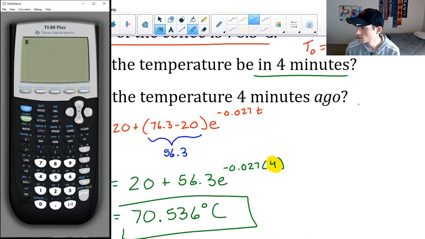Question. Hit me. Will it always be Celsius? No. This would work with any degree. It can be Celsius, Fahrenheit, Kelvin. It could be any unit of measurement.